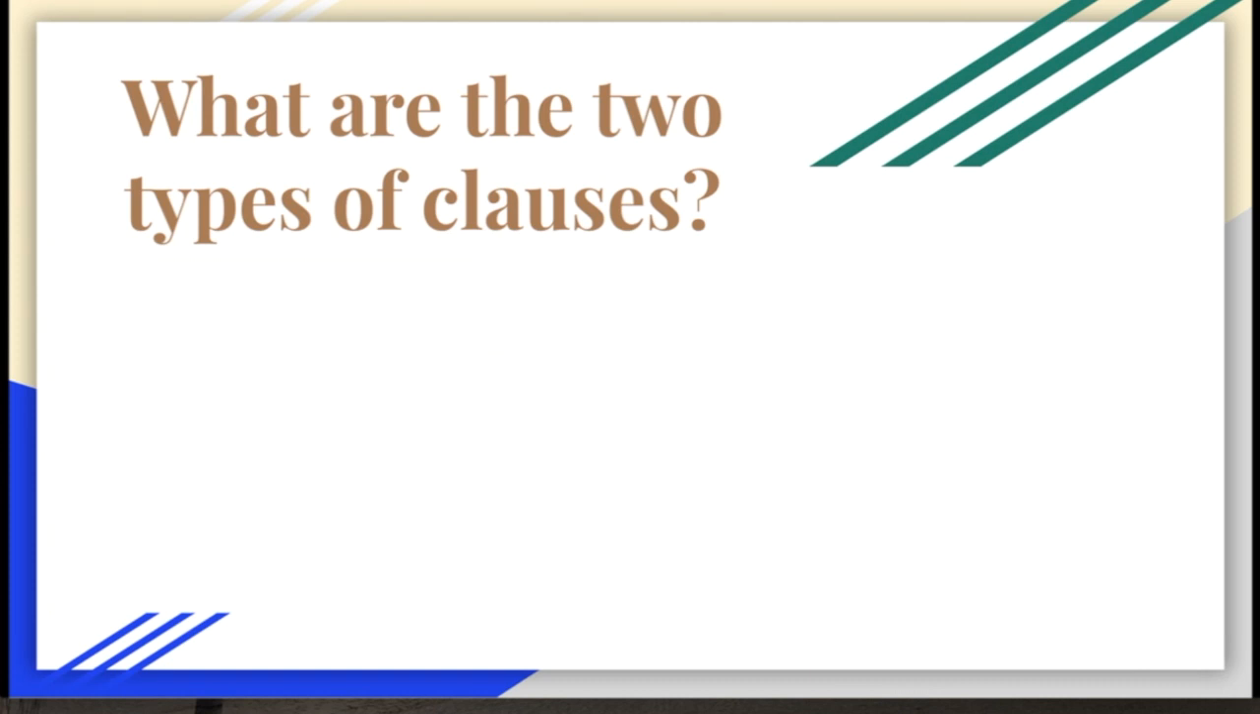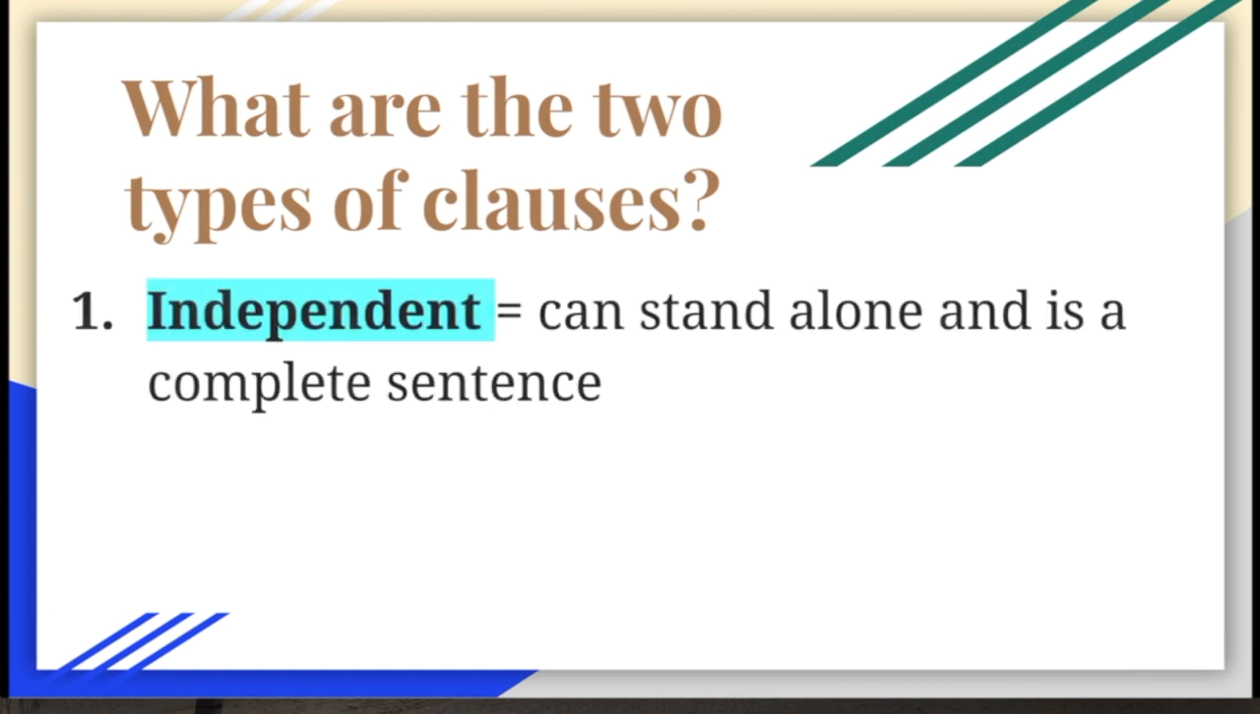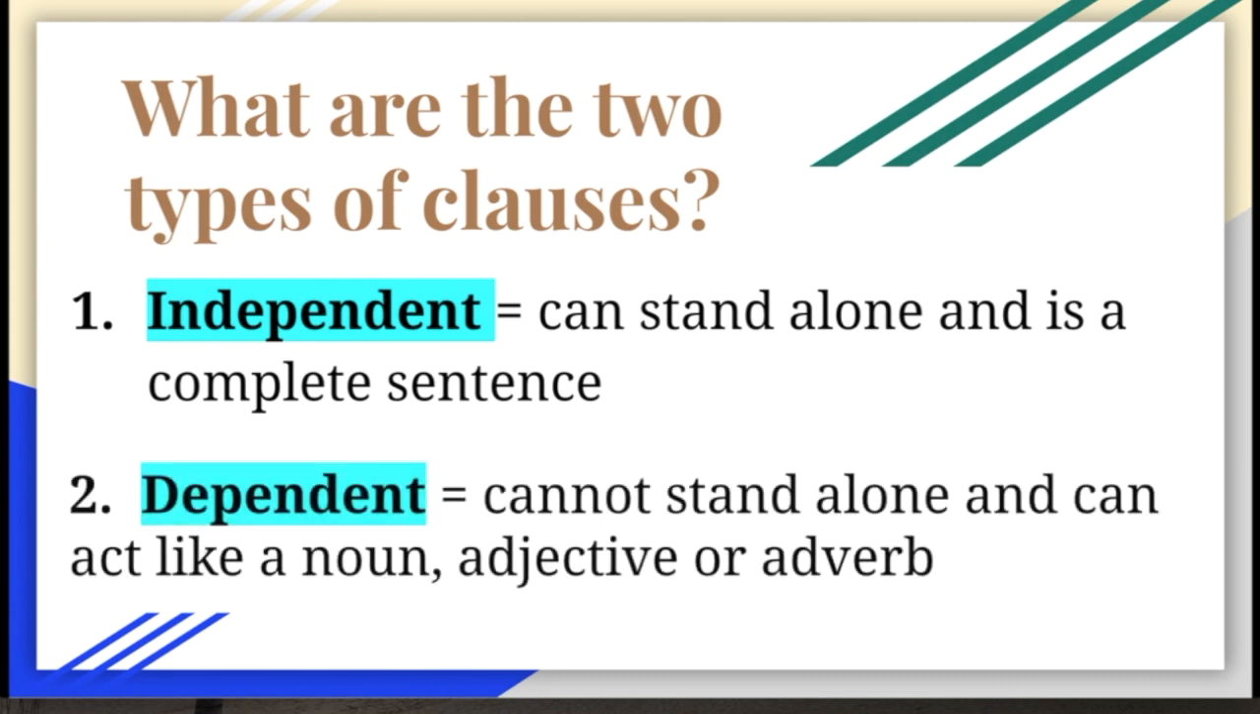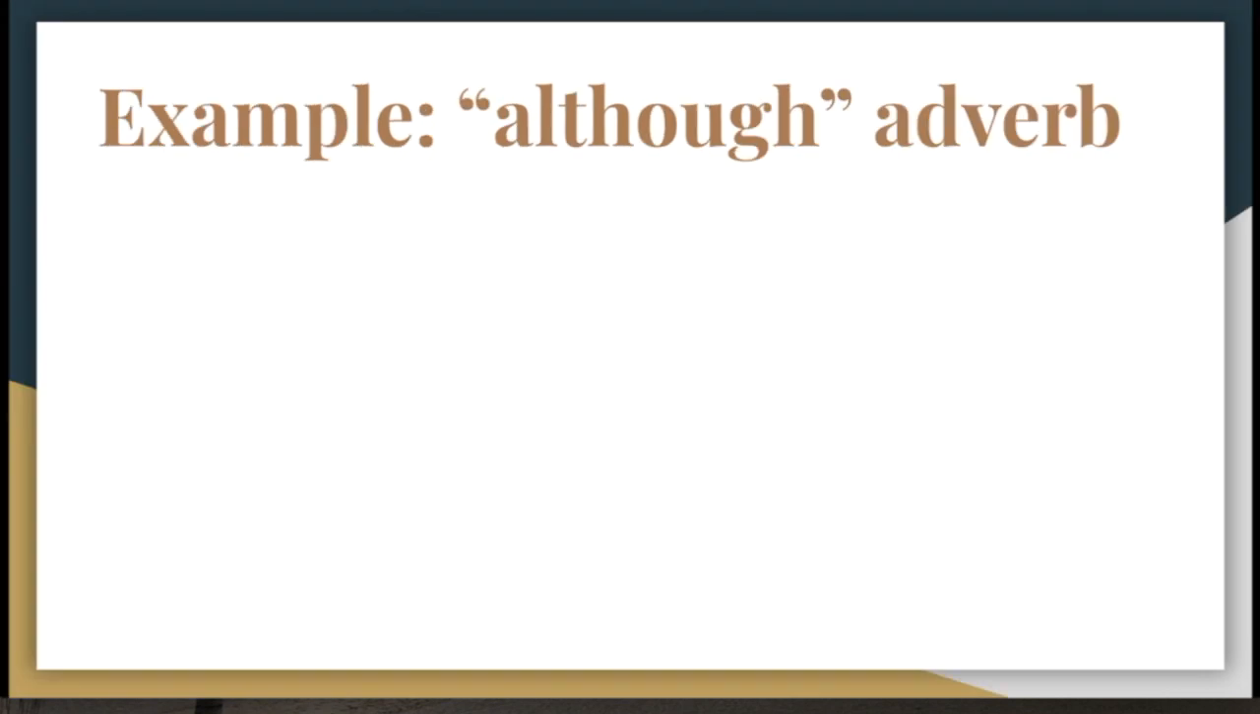What are the two types of clauses? One, independent. This means that it can stand alone and is a complete sentence. The other one is dependent. This means that it cannot stand alone and can act like a noun, adjective, or adverb. Let's look at an example with although.